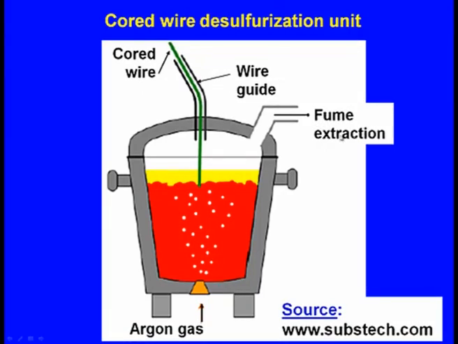This manganese powder reacts with the sulfur in the molten steel and forms manganese sulfide. Again it will be coming up as the slag, and it has to be removed. Again here we can see there is a fume extraction system to remove the hot gases and fumes.